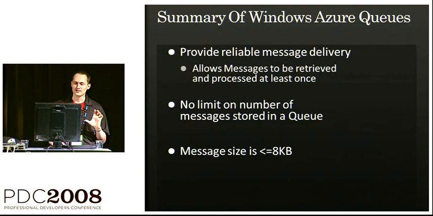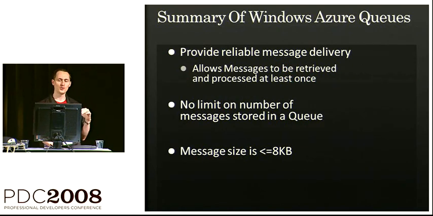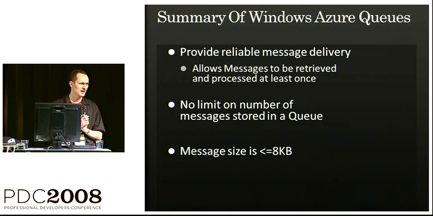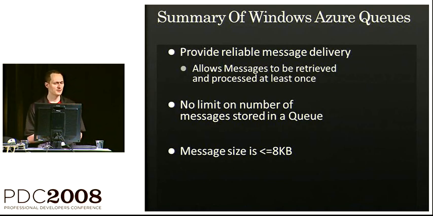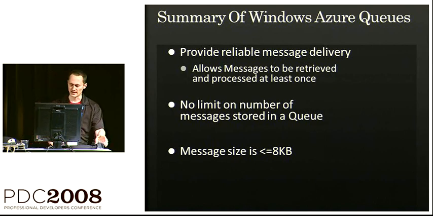Now, to summarize, just a high-level top few points for Windows Azure Queues. One of the key points here is it provides this reliable message delivery between your web roles and your worker roles, with the semantics that all messages can be retrieved and processed at least once. There's no limit on the number of messages you can store in a queue, and the messages can be up to 8 KB in size.